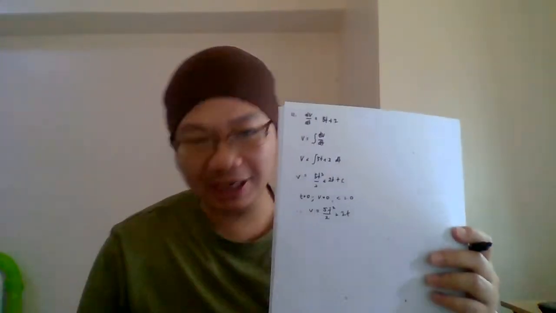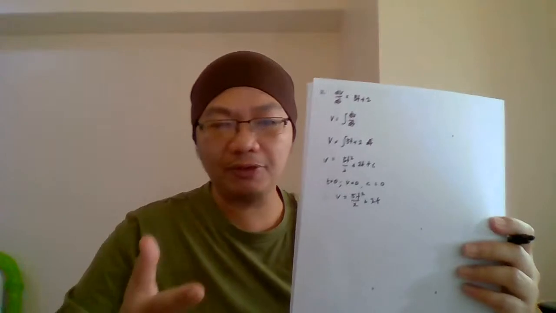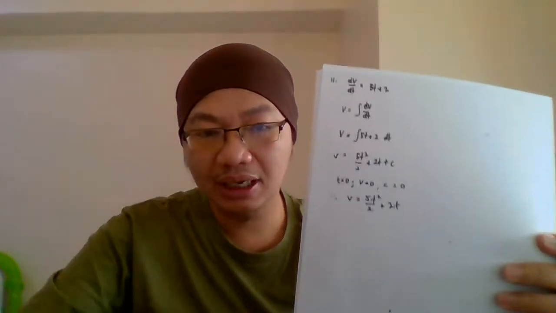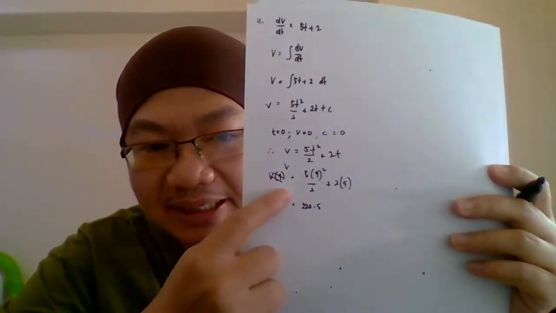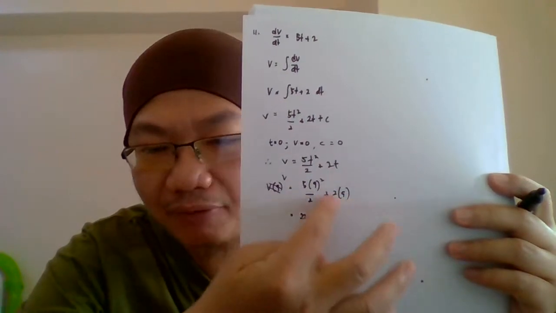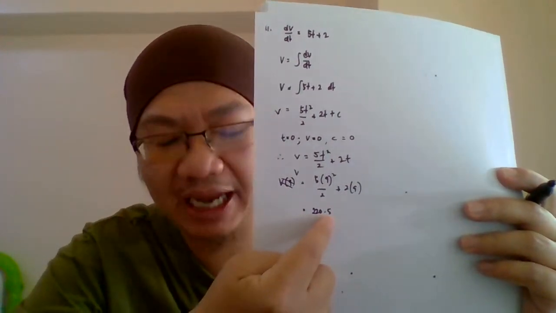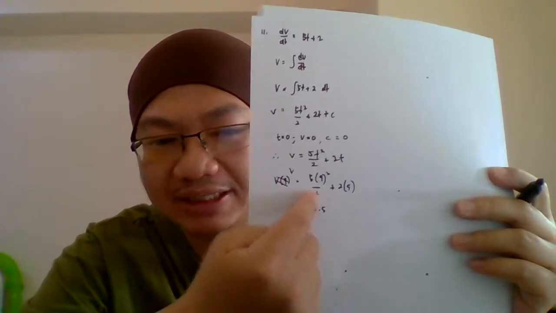Now, we look at the question. The question asks us to find the volume of liquid inside the container when the time is 9 seconds. When t equals 9, substitute here. V(9) equals 5 times 9 squared over 2 plus 2 times 9. When the time is 9 seconds, we substitute 9 and simplify everything, and we get 220.5 cm cubed. This is the total volume of liquid inside the container.